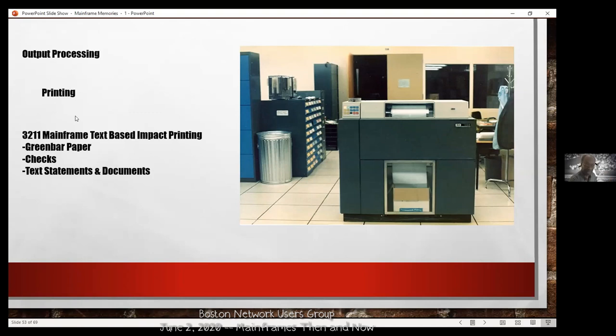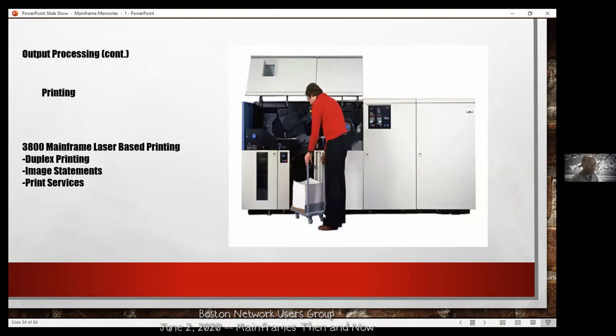No longer as glamorous as it used to be, but these things used to be lined up row after row after row in terms of printing large quantities of paper. Text-based printing, the old green bar, impact printing on the old green bar paper, things like checks, text statements and documents, basically. To newer laser printers, just like on the desktop, that would provide for things like duplex printing, printing on both sides of the paper.